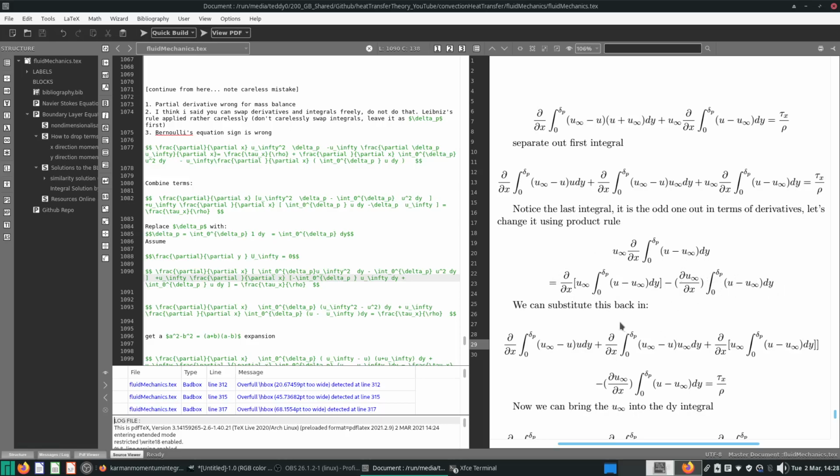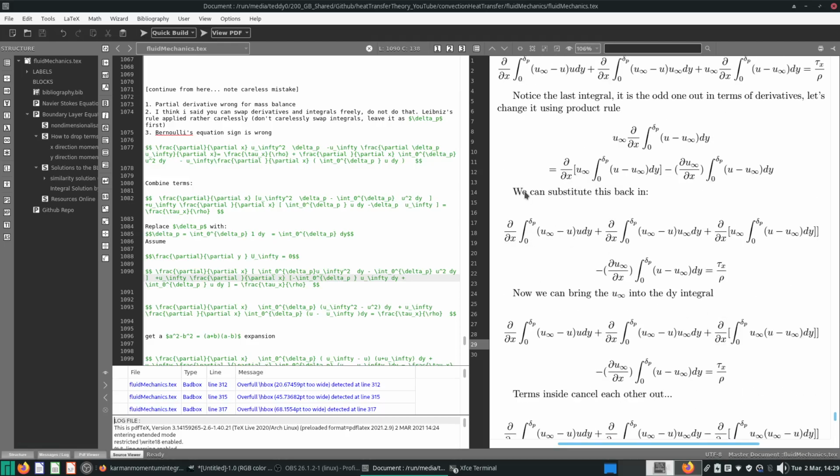Then you swap the order around. This u infinity will be constant, and this del by del x, u minus u infinity dy, will be differentiated. Okay, I am not swapping the order of differentiation and integration yet, so this should be swapped with extreme caution using Leibniz's rule, but we are not swapping it at this point.